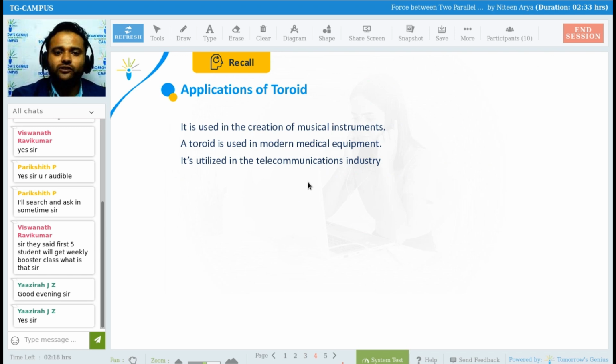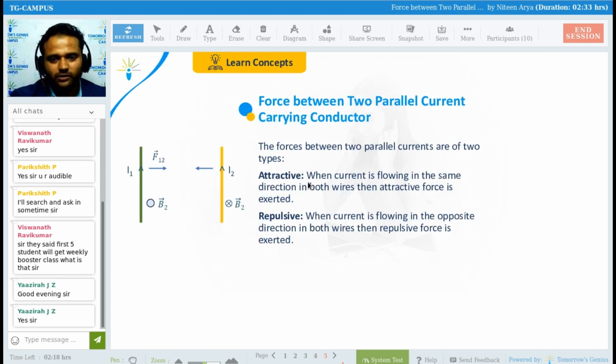Moving ahead, application of toroid. It is used in the creation of musical instruments. A toroid is used in modern medical equipment. It is utilized in the telecommunication industry. Nothing more we need to discuss about it. This is the main topic here, and after that we are going to do the next thing.